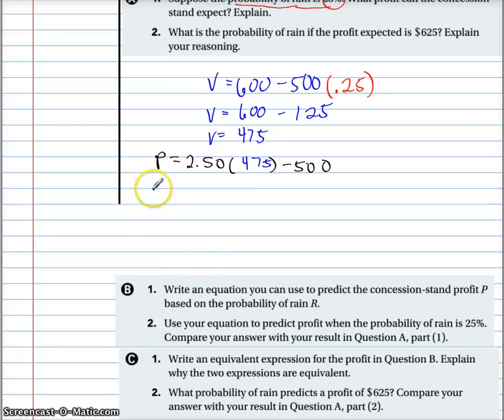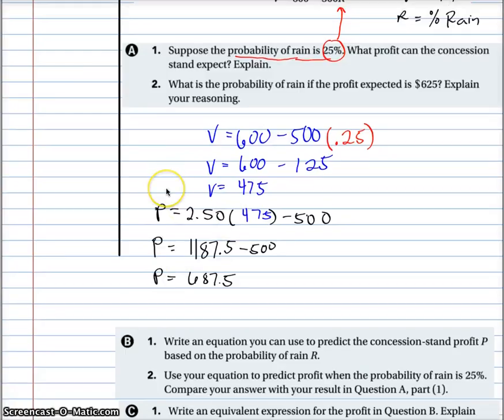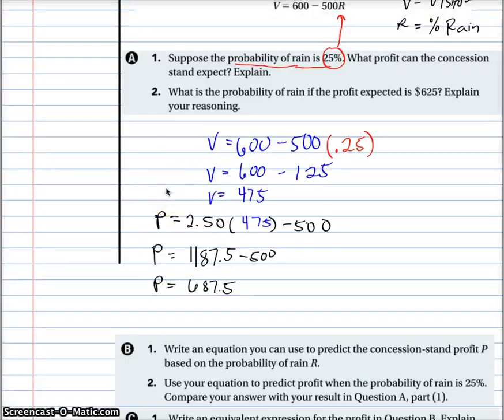Okay, so profit, now multiply these two together. This is equal to 1187.5. That's this part. Minus 500. And that'll give me my profit for the day, or predicted profit. That should be $687.50. Okay. Now, we substituted the probability of rain, found out the number of visitors, and used the number of visitors to predict our profit based on an estimation equation.